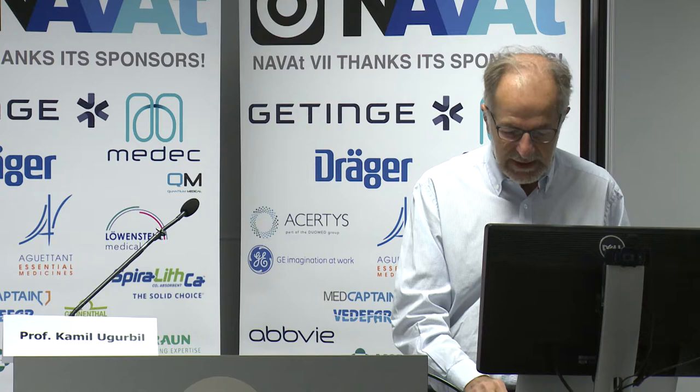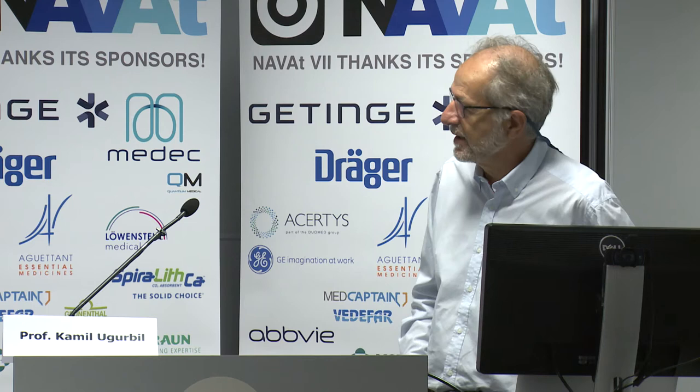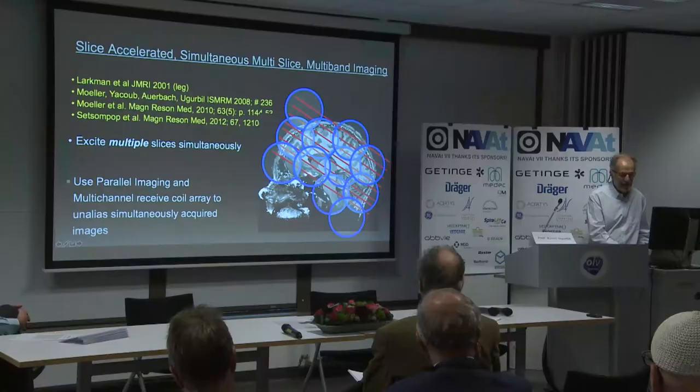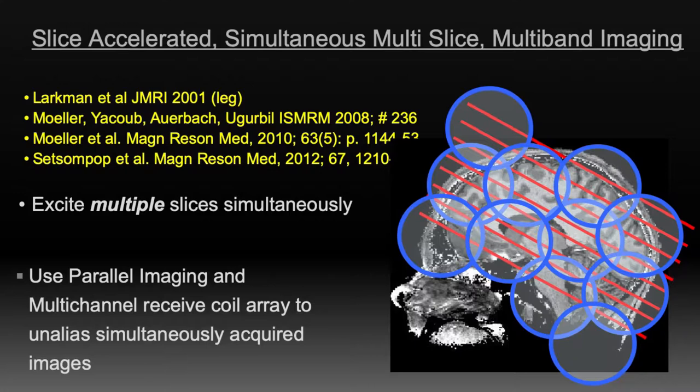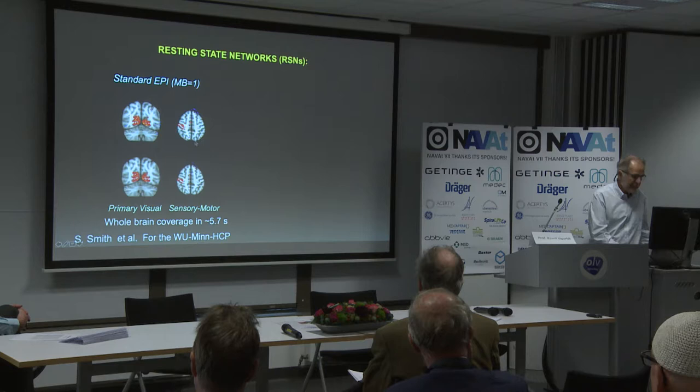But we came up with a technique whereby we now acquire multiple slices at the same time, like eight slices. We just excite eight slices. And then we use information inherent in the detectors. Those detectors, like an array of detectors, have different sensitivities to different regions. We use that information to unalias those eight slices to get a single slice image. So this then allowed us to go significantly faster. This is a standard at the time of how you would get resting state data and get some of these networks. Just an example, primary visual cortex and sensory motor cortex networks detected by resting state.